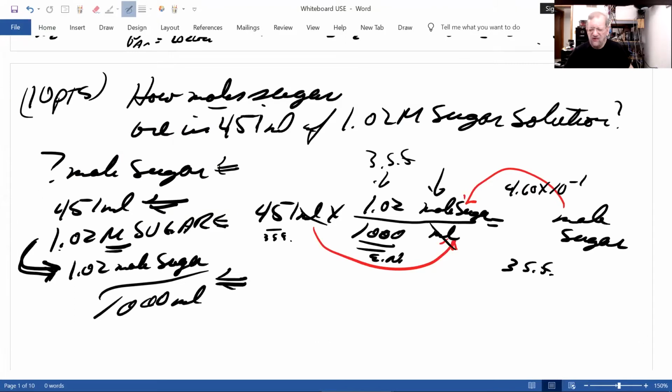One of your colleagues asked me a question via email yesterday. Do you have to write it in scientific notation? If there are not a lot of zeros, you could also write it like this. Both of these are acceptable, and that's how you do it.